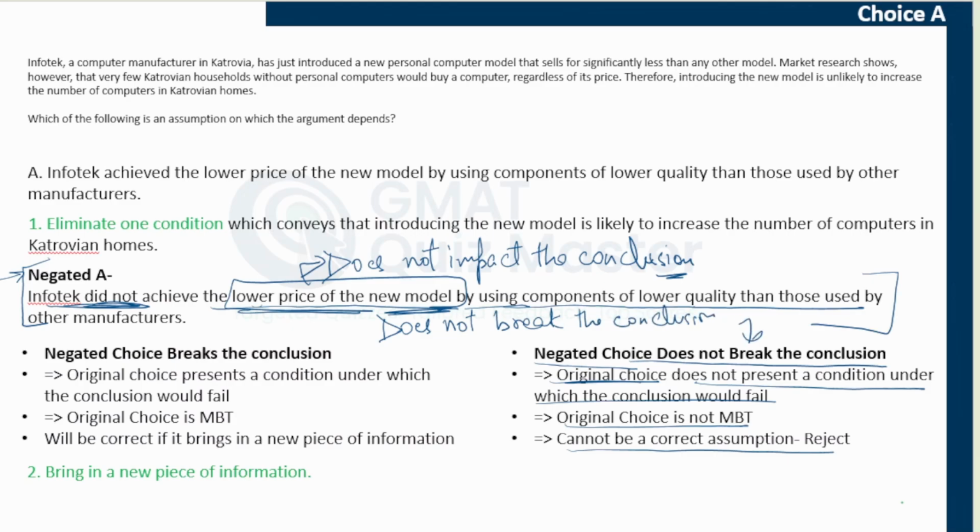So this case is applicable. It means the original choice is not MBT, and therefore we can reject choice A here itself. We do not need to check for the second characteristic. We can reject choice A because it is not must be true.